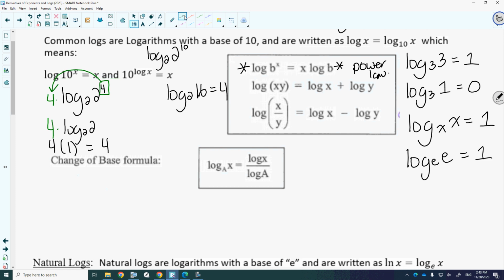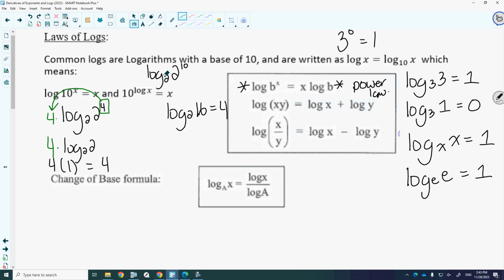The reason why we want to use the power law whenever we can is for something like this. I don't want to figure out what 2 to the power of 10 is. So I want to bring the 10 in front, and it will be equal to 10 times log base 2 of 2. Log, same base, same argument, is 1. So this answer would be 10. Okay.